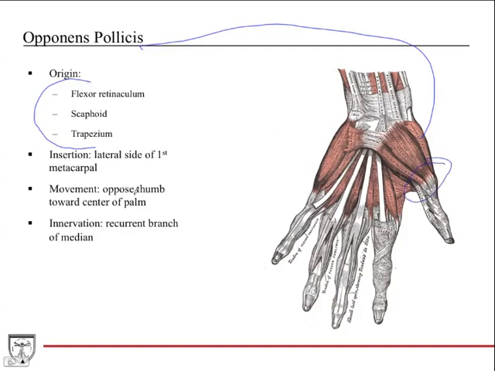Its movement is to oppose the thumb towards the center of the palm, so it carries out the movement of opposition, where the thumb is raised up in the air and then brought towards the center of the palm. And then the innervation, like we talked about, is the recurrent branch of the median nerve.